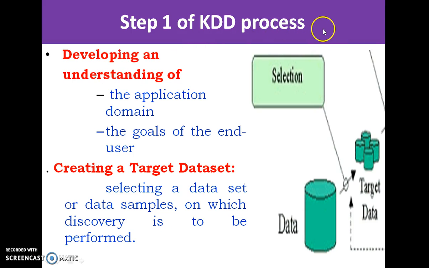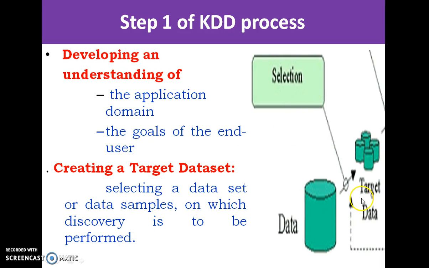Step 1 of the KDD process is the selection process, that is, the user must develop an understanding of the application domain on which he wants to apply KDD, and understand what type of knowledge he requires, that is, what the goal of the end user is from those large databases. From the large database that is available, the user has to create the target data set, that is, select the data set or the data samples on which discovery is to be performed.